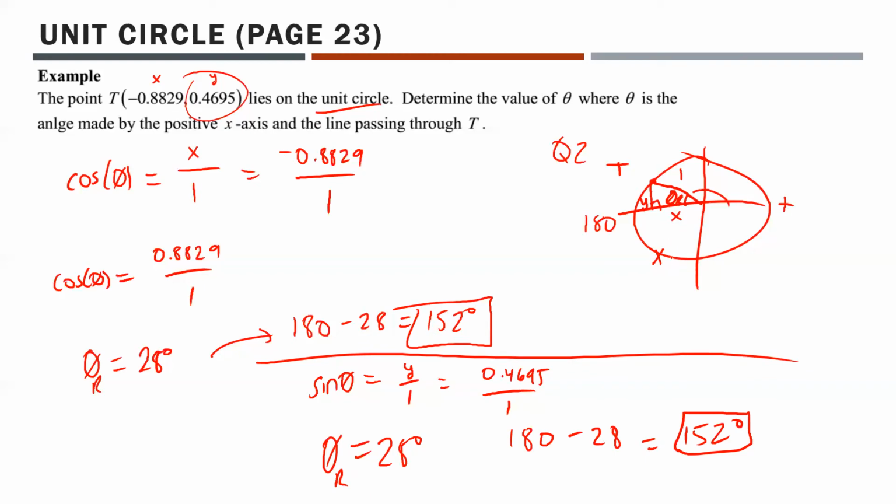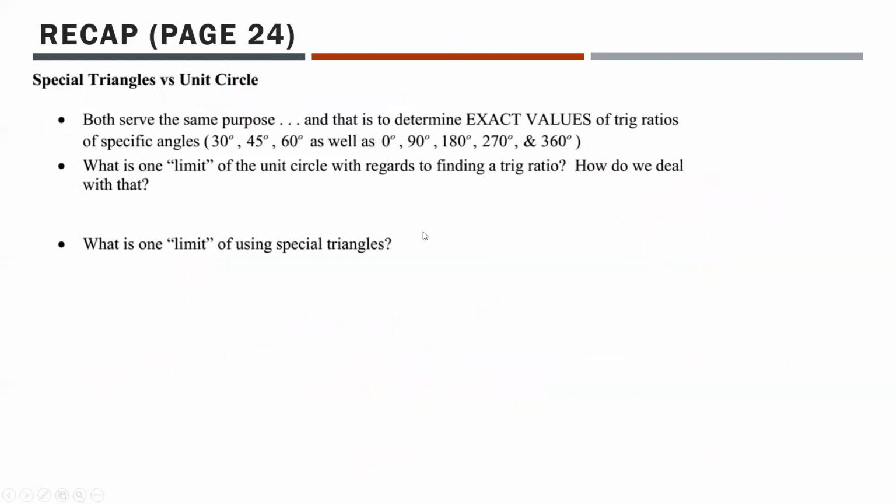So in other words, just use a little bit of intuition and then ask yourself, hey, does that answer really actually make any sense? All right, so just to recap, special triangles versus unit circle, this is on page 24 of that booklet. Both serve the same purpose, and that's to determine exact values of trig ratios. What is one limit to the unit circle with regards to finding a trig ratio? How do we deal with that?